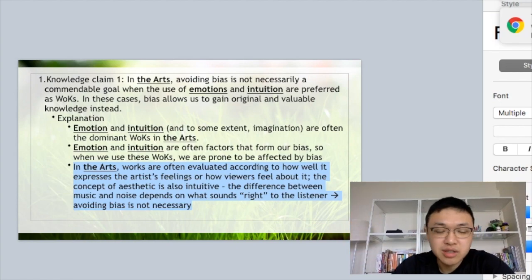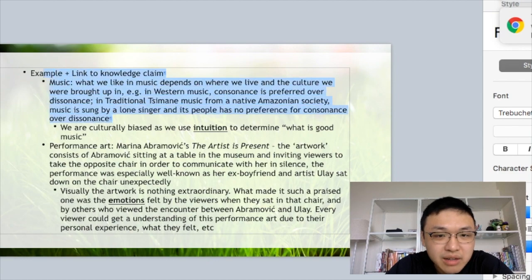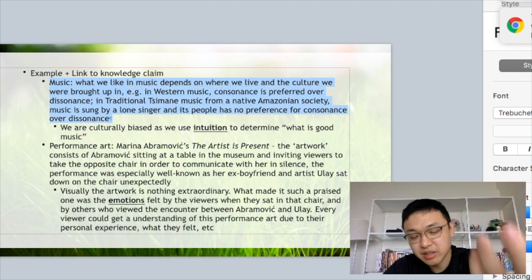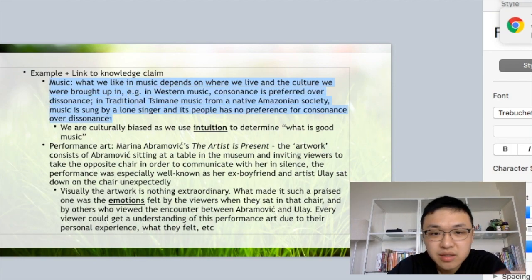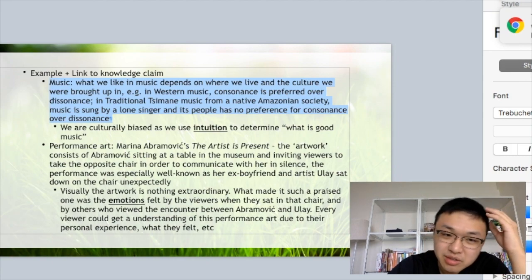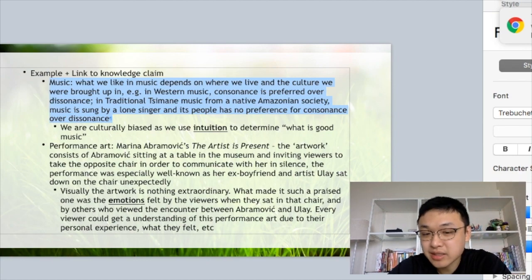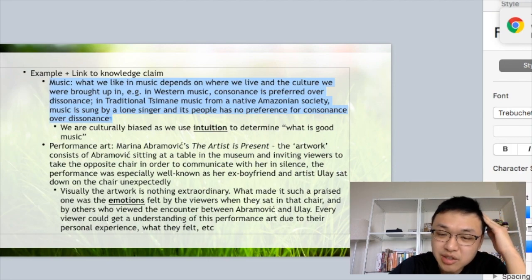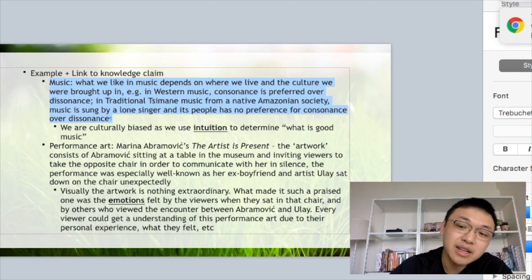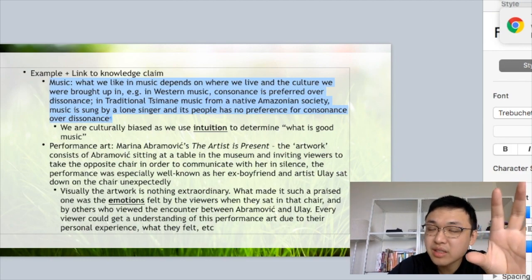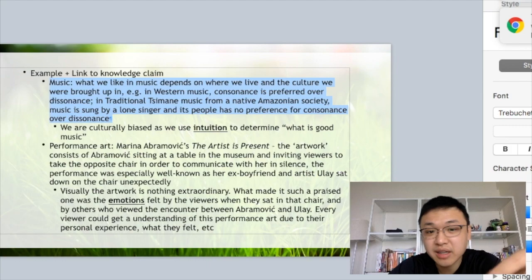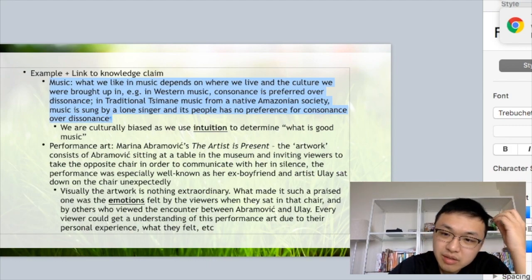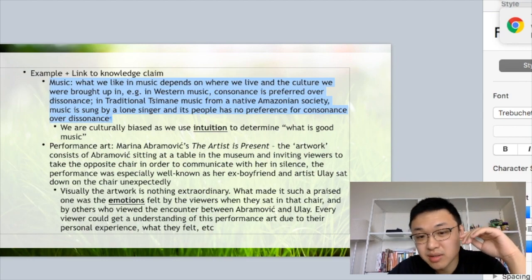Okay, so this is just to help you to understand. So there are two examples we include here, right? Like music. We recommend you use music as an example, right? So I guess heavy metal would be a good example, like we stated just now. Or you can use any example that shows how people have very different evaluations towards a musical piece depending on their cultural background, right? Because when we use emotion and intuition as the ways of knowing, we're very prone to being biased, and this is acceptable in the arts, right?